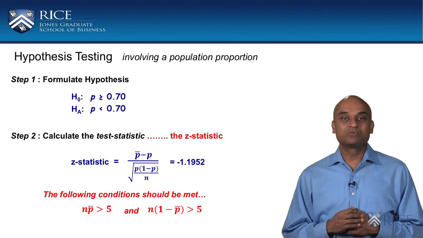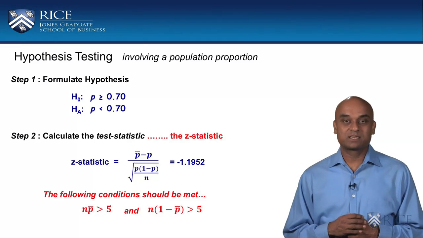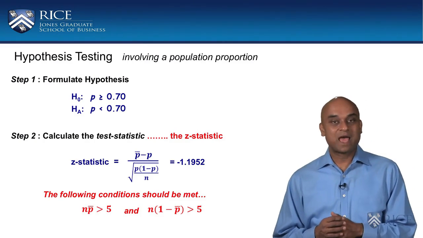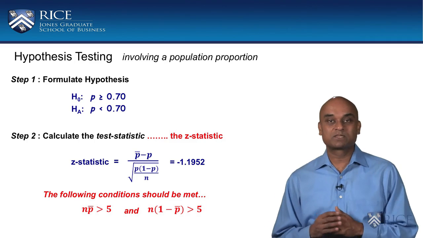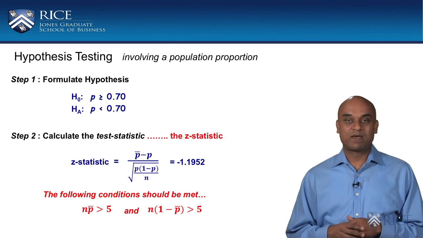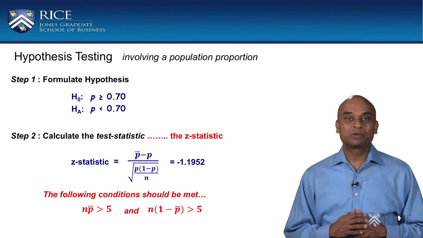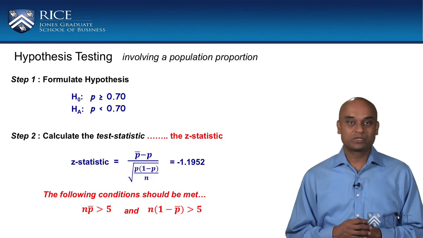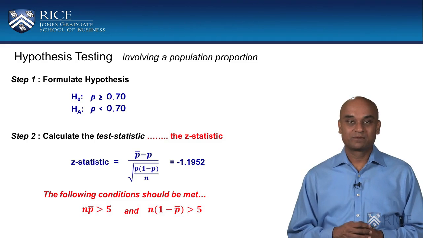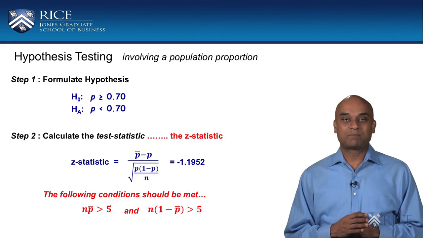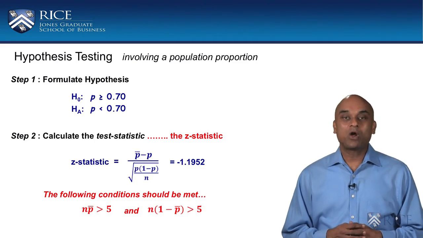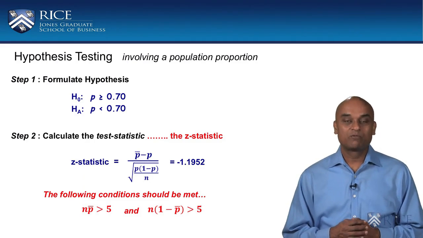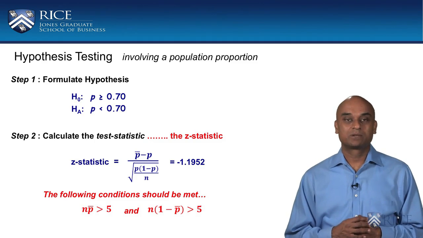One caveat in using the z statistic is that the product of sample size times the sample proportion obtained from the survey should be greater than 5. Also the product of sample size times 1 minus sample proportion should be greater than 5. Both these conditions are met in this application. Had they not been met, we could not have done this particular hypothesis test for the population proportion.